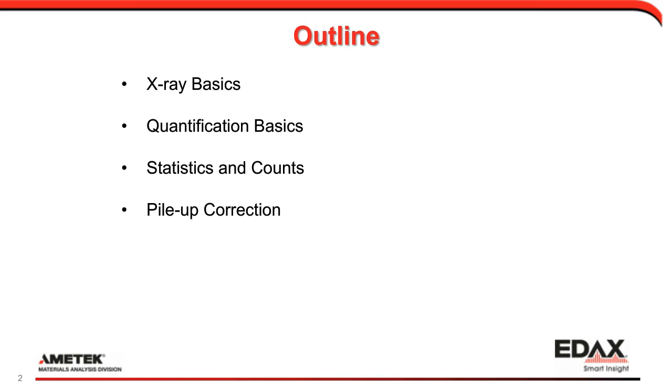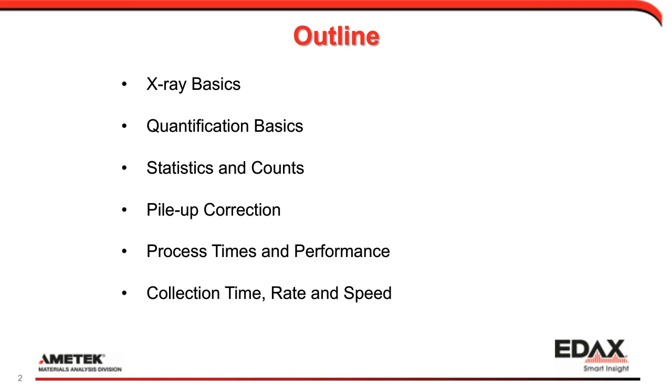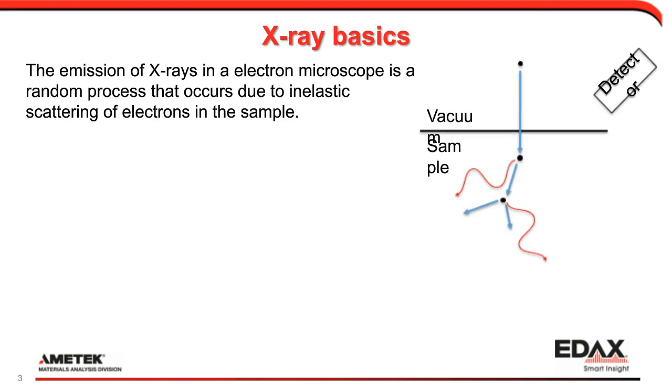Then Tara will go through and show some examples where we vary the process times and see what performance we can get out of it: collection time, rates, and speeds, and how this all works at low count rates, since you can't always run high count rates for every single sample. And we'll finish off with one of the more complicated examples, which is a Galena sample, followed by a summary of today's webinar. So let's start with the basics, X-rays.